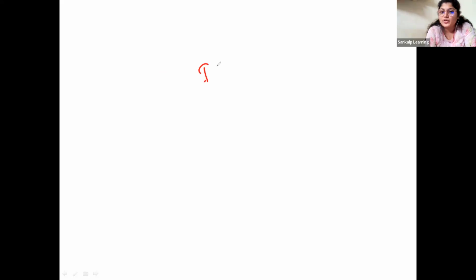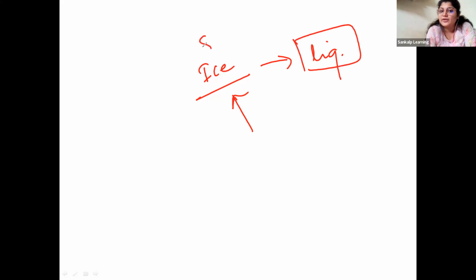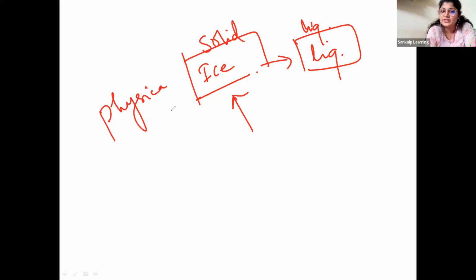Now suppose you have taken ice and you heat it. After heating, what will the ice become? It will turn into liquid. So you can say the state has changed. It was solid, it changed into liquid. So this tells you that a physical change is happening.